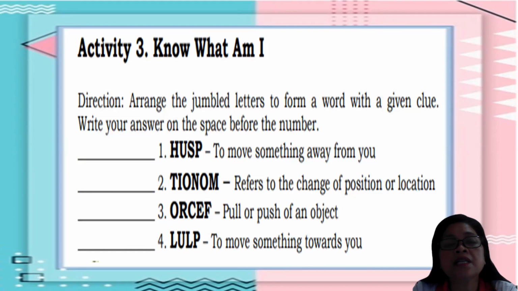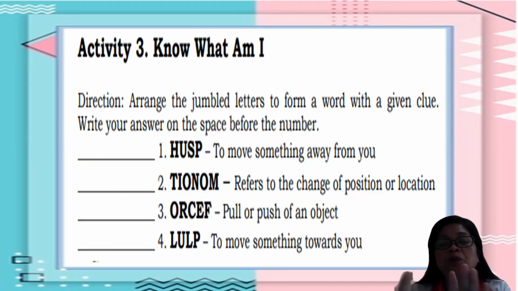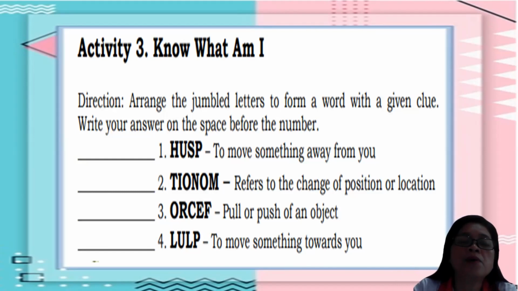Activity 3. Know what am I? Direction. Arrange the jumbled letters to form a word with a given clue. Write your answer on the space before the number. Number 1. To move something away from you. So it is a push, no? Number 2, refers to the change of position or location.